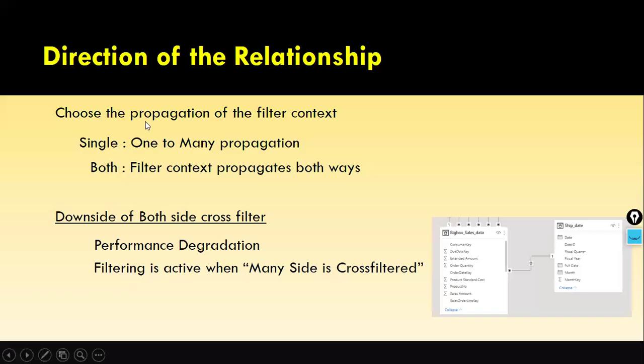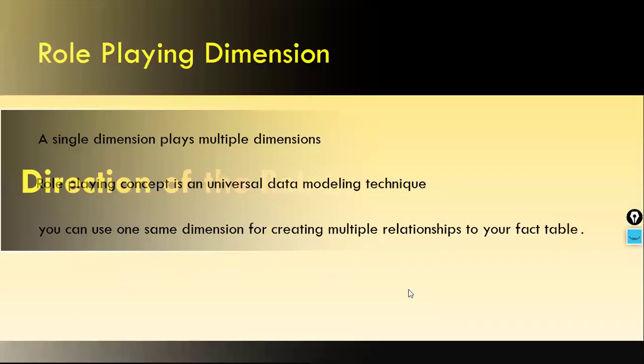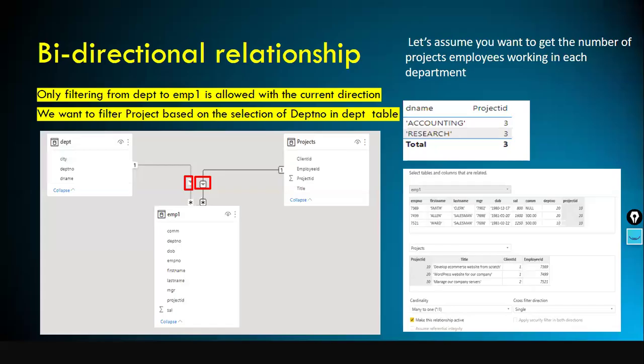Okay, so single. What are the properties of cross filter direction? Single, both. In one to many, the filter propagates both ways. The propagation happens in both ways, but here in single, the propagation happens in one direction only. The downside of the bidirectional relation, both, right? Both side cross filter, performance degradation, filtering is active when the many side is cross filtered. Okay, that is a drawback of the bidirectional relationship.